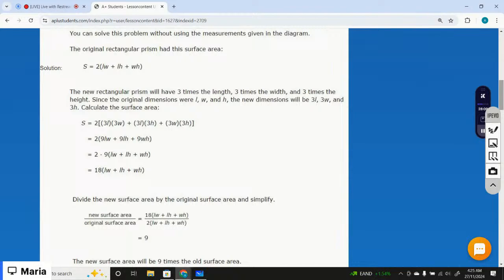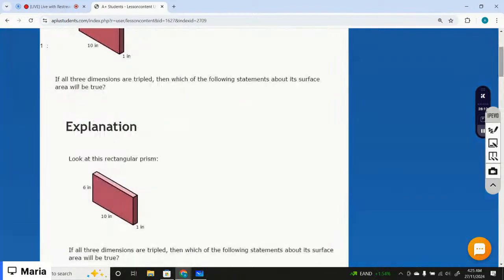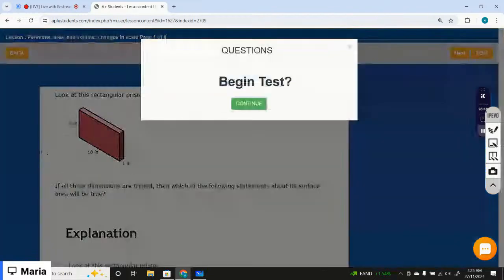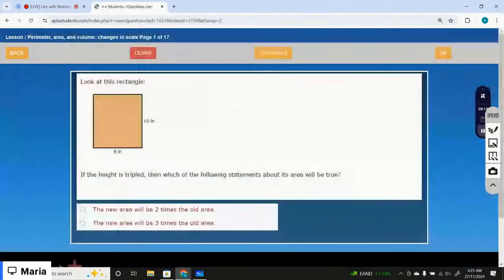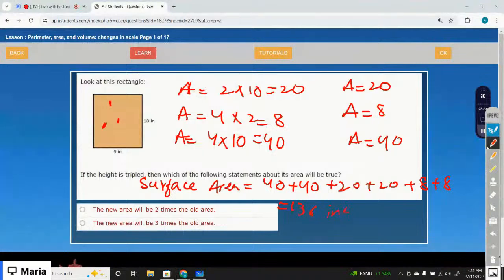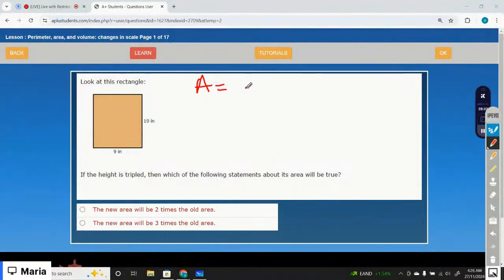Let's just start with the test questions. Look at this rectangle. If the height is tripled, then which of the following statements about its area will be true? The area of the rectangle is length times width, right? Area of the rectangle is length times width. Height is tripled. That is 3 times length times width, right?